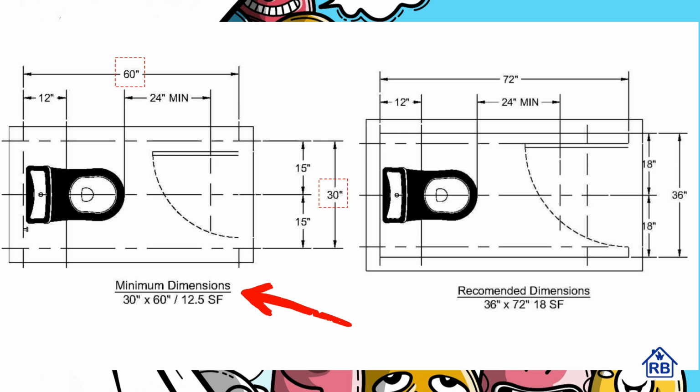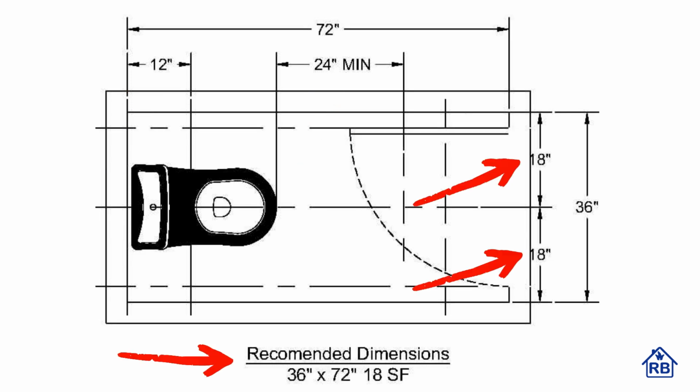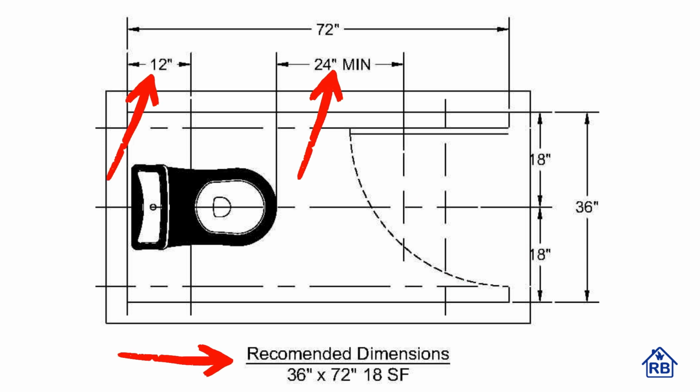So the minimum dimensions are 30 inch by 60 inch. That's 12.5 square feet. Recommended dimensions are 36 inch by 72 inch, which is 18 square feet. Now, on the minimum dimensions, we've got 15 from center line to the wall. And then for the front, we've got 24 inches to whatever front surface, and then also you've got the 12-inch rough-in dimension. And in the recommended dimensions, we could do 18 and 18 from center line, or it could be off or whatever, it won't matter as long as it's more than 15. And then the other two dimensions stay the same.